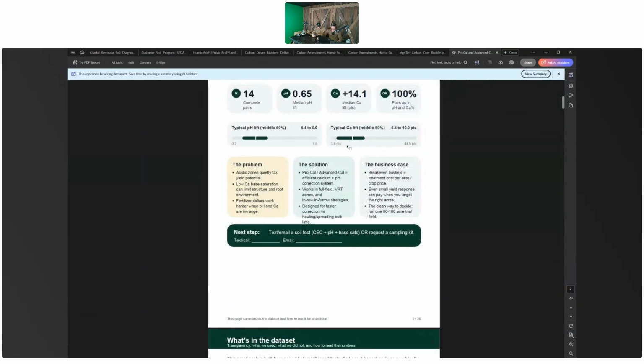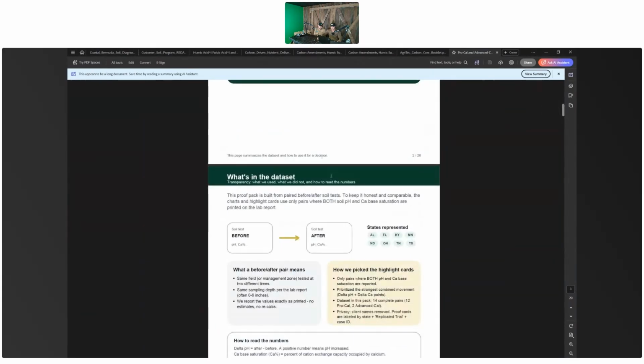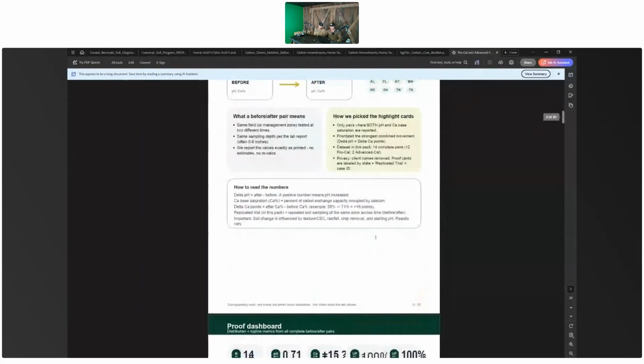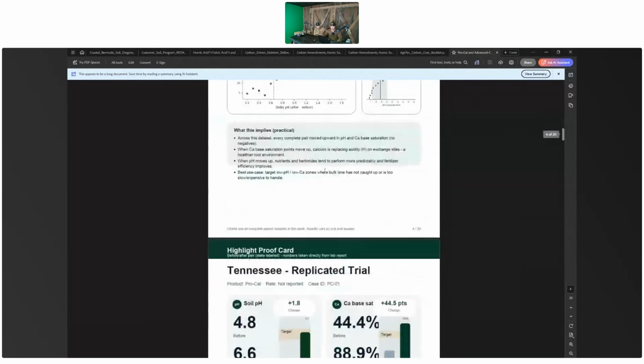So this is 14 different replicated trials. The states we're looking at here, for this ProCal and Advanced Cal usage, are Alabama, Florida, Kentucky, Minnesota, North Dakota, Ohio, Tennessee, and Texas. I just took some samplings of soil tests. Man, those smell good. And you see kind of a spattering here of the effects that they had.